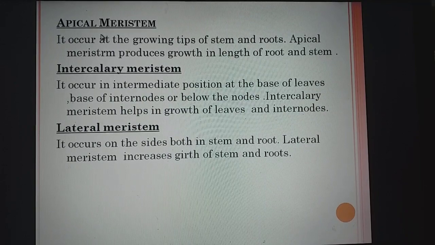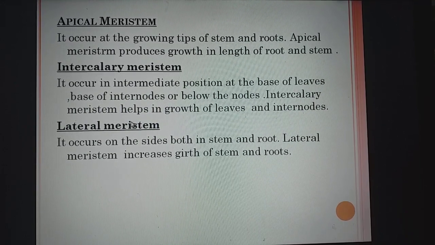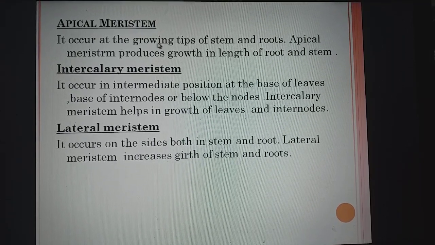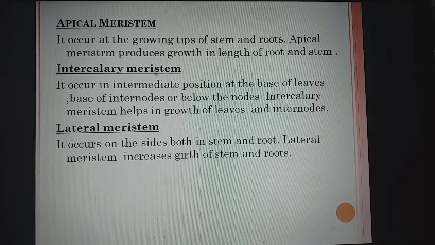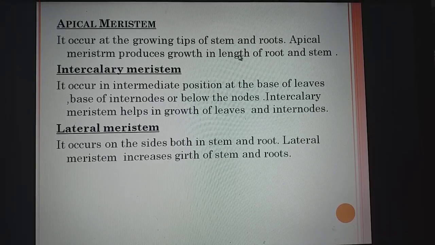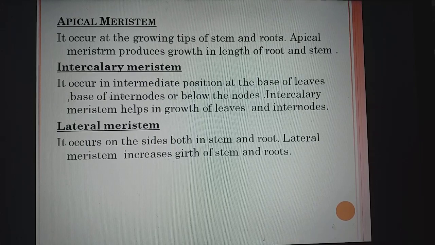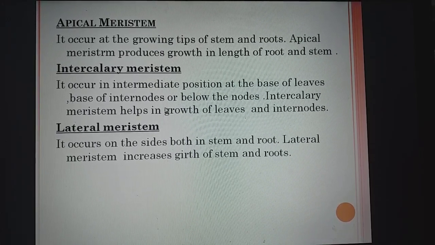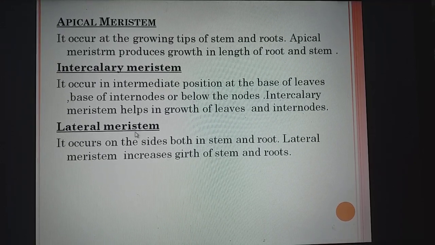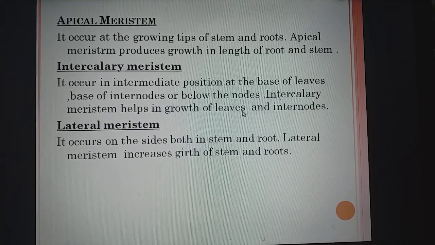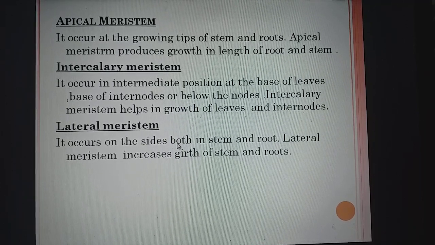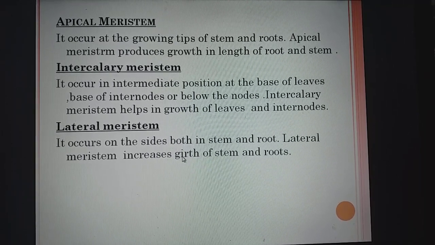Now, the definitions and functions of these, which you have to write in your copy. Apical meristem occurs at the growing tip of stems and roots. Apical meristem produces growth in length of root and stem. Intercalary meristem occurs in the intermediate position at the base of the leaves, base of the internodes or below the nodes. Intercalary meristem helps in growth of leaves and internodes. Lateral meristem occurs on the sides, both in stem and root. Lateral meristem increases the girth of stem and root.